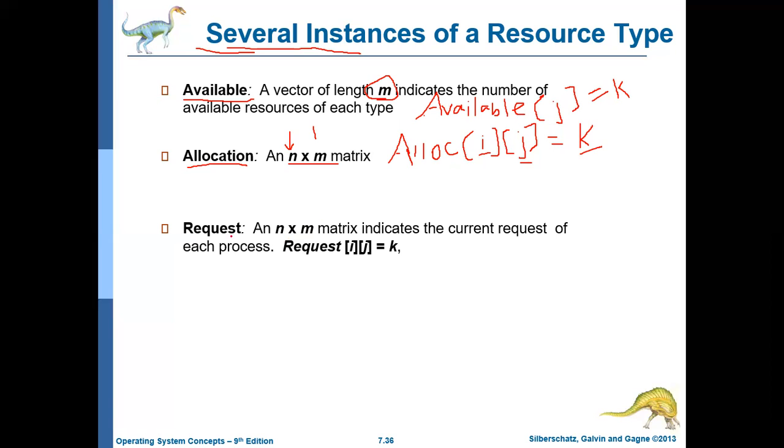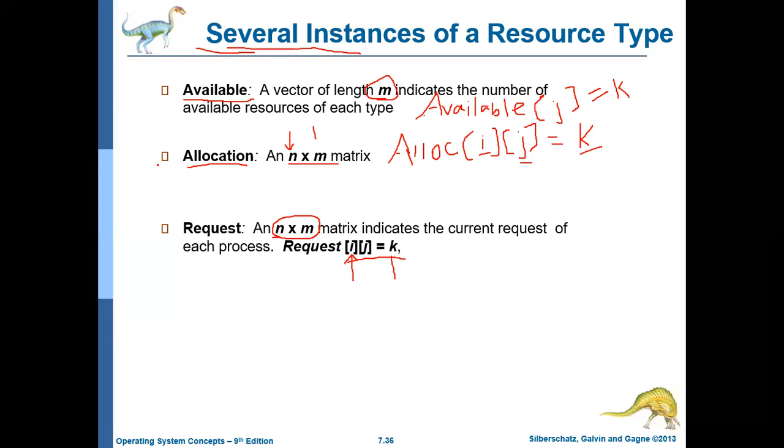Okay. And it maintains another matrix called the request matrix, which is also of size n cross m, where n is the number of processes and m is the number of resources. Request of I comma j equal to k means currently process I is requesting k instances of resource type j.